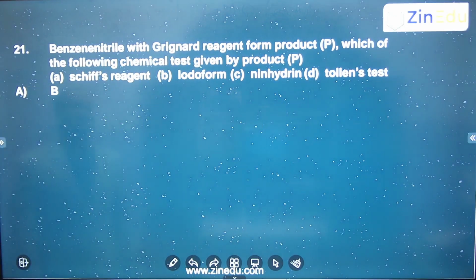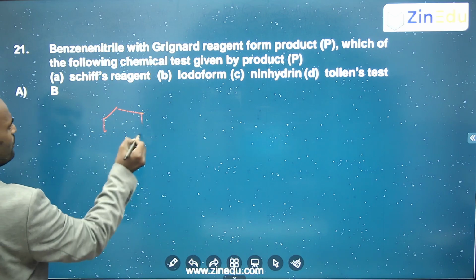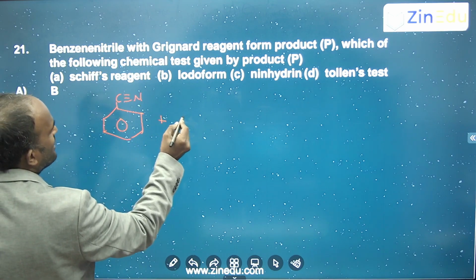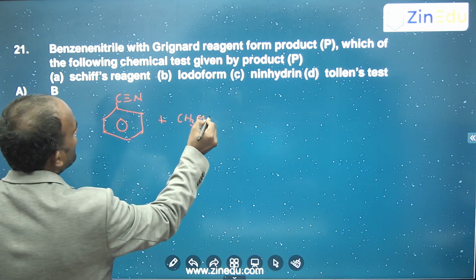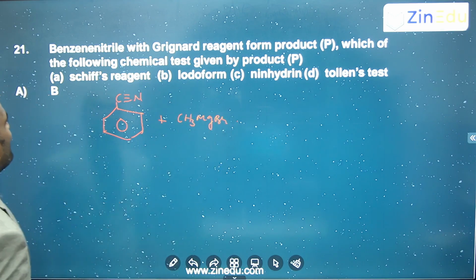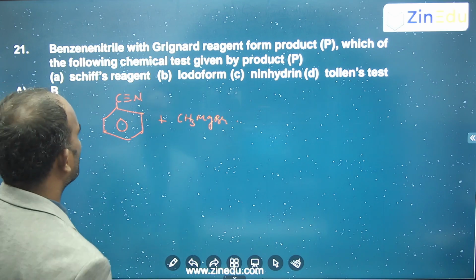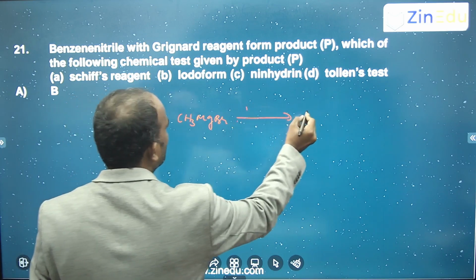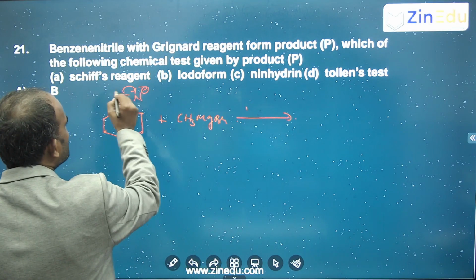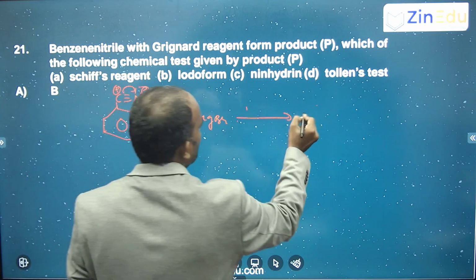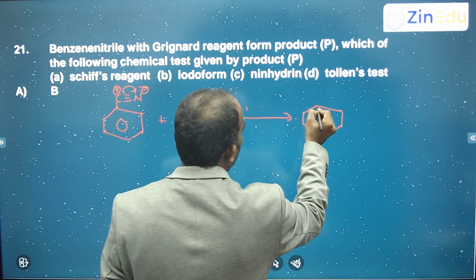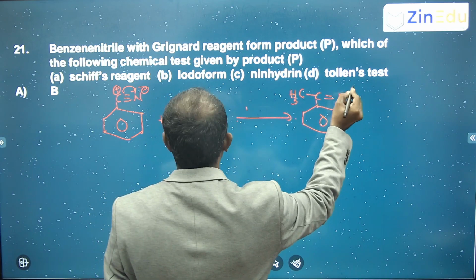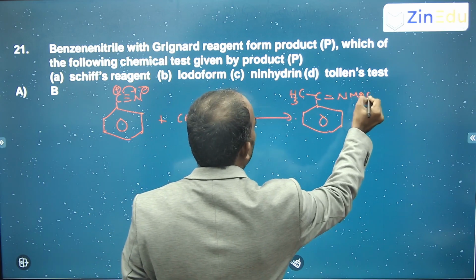Next, benzene nitrile. Benzene nitrile, we know C triple bond N, reacts with Grignard reagent CH3MgBr, giving product P. Which of the following chemical tests will be given by the compound? Followed by hydrolysis also, let us consider. Now the bond will be polarized and here we are going to get plus, such that on the benzene nucleus we will be having carbon. So the carbon will be having CH3 double bond N MgBr.